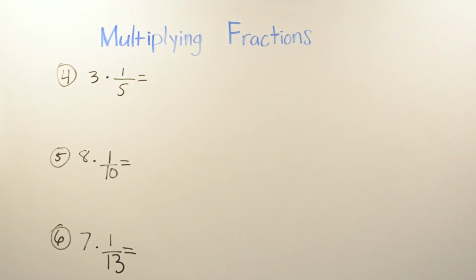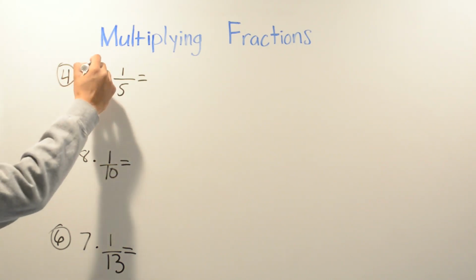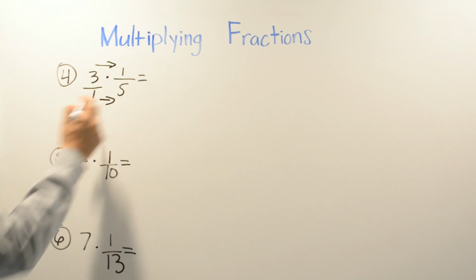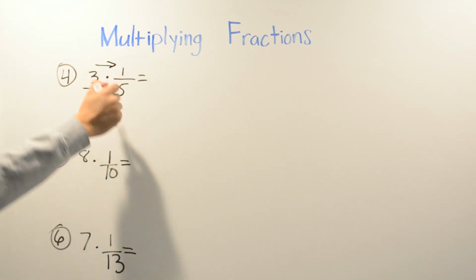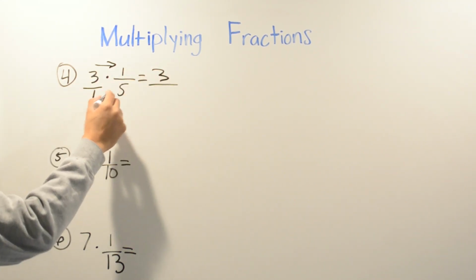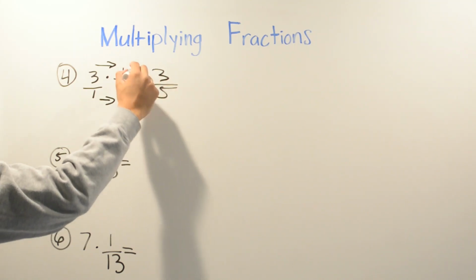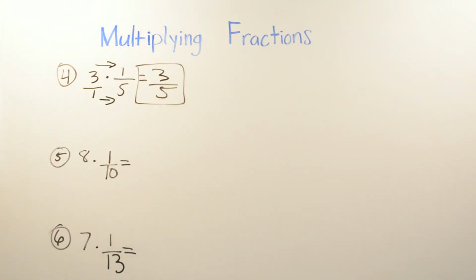When we have 3 times 1/5, you can just go ahead and put 1 under the 3, so that both numbers have a numerator and a denominator. And then again, just do the same thing, multiply straight. Multiply straight for your numerator, and multiply straight for your denominator. 3 times 1 is 3, and 1 times 5 is 5. And if you can simplify, go ahead and simplify. 3/5, you cannot simplify it any more, so that's going to be your final answer.